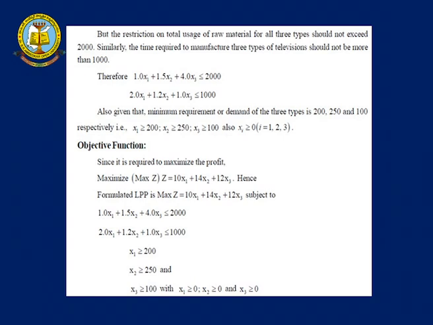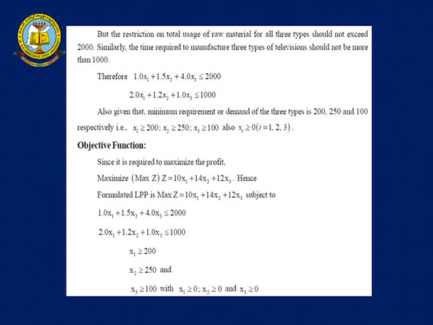Similarly, the second constraint, based on time: 2x1 plus 1.2 into x2 plus 1 into x3 must be less than or equal to 1000. And the last 3 constraints will be individually based on the minimum required amounts given. So, 200 into x1 must be greater than or equal to 0, 250 into x2 greater than or equal to 0, and 100 into x3 greater than or equal to 0. These are the 3 constraints here.